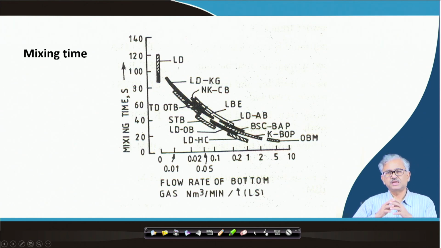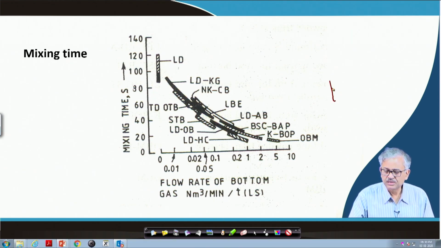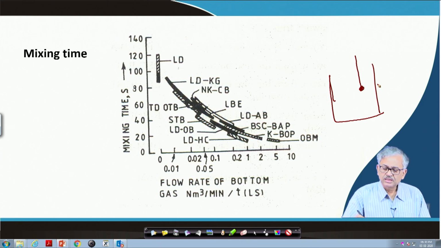What is called mixing time? Mixing time can be measured by tracer actually. In the laboratory, you can do that. Suppose you have a reactor, something like the LD vessel, and then you insert some probe here, and then you add some tracer and you see how much time it takes to attain 90% of the average concentration.